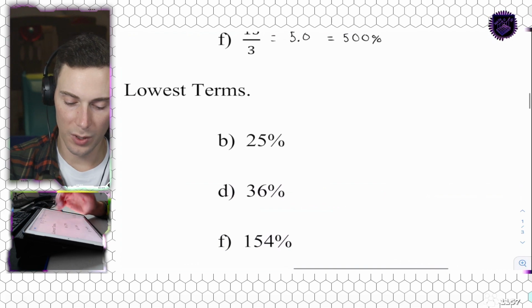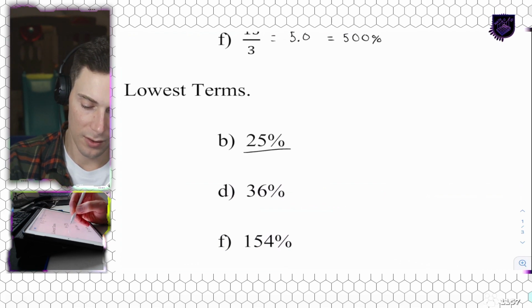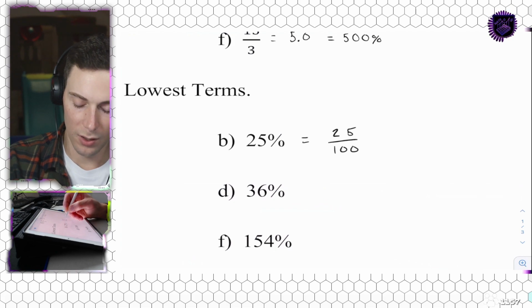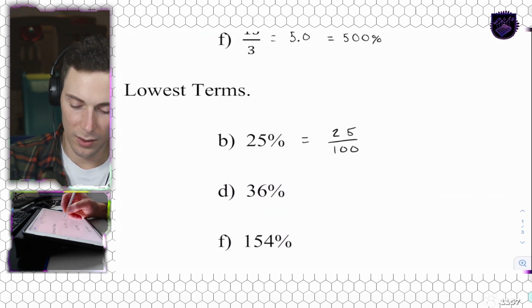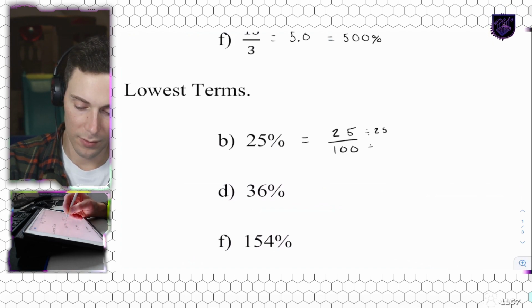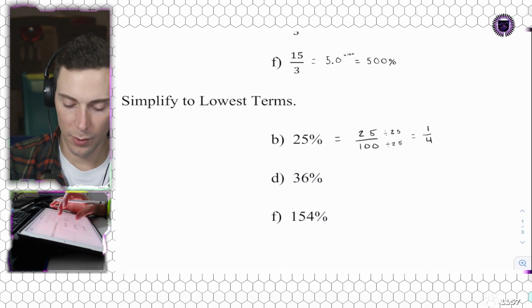5b, 25%. Well, why don't we just go like this? 25% is going to equal 25 out of 100, which we can then divide both the top and the bottom by 25, because that's the greatest common factor, and it's going to be 1/4. So my answer is 1/4.